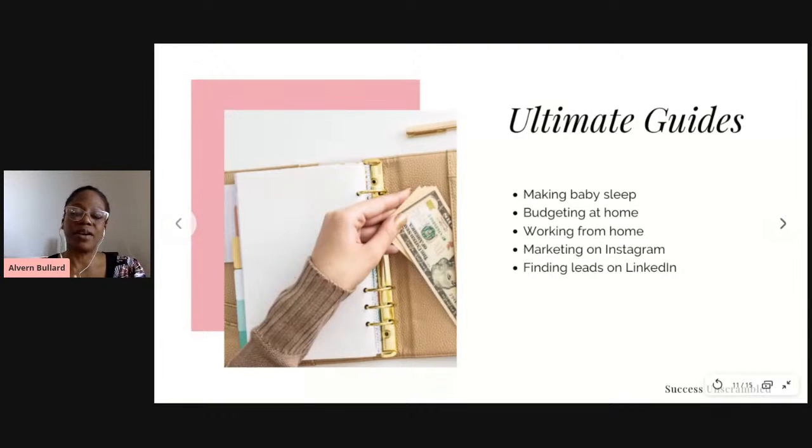Ultimate guides is another very popular one. This one is like the ultimate one. And it doesn't involve collaborating. It just involves a very big, detailed study about a certain topic.